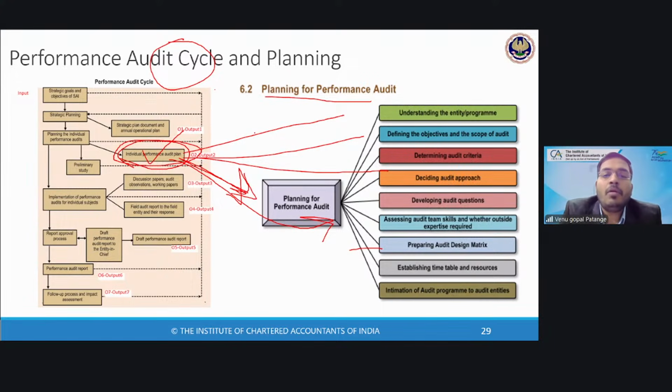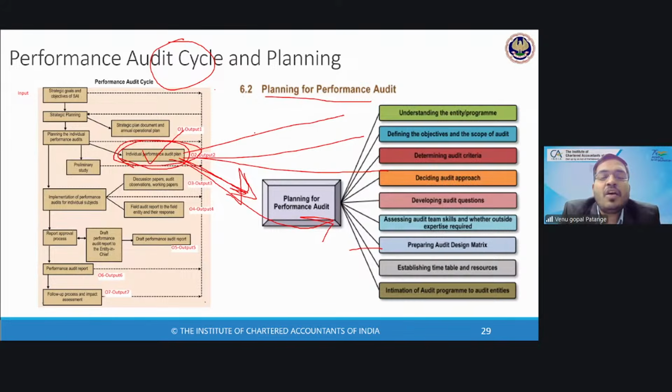So, deciding the audit approach. How do you do the audit approach? You perform it by way of observation or case studies, analysis of results. So you do analysis, you make use of existing data. So you decide the audit approach. Each element was also described in detail. Then you develop questions, a detailed questionnaire. Then team skills and outside expertise needed. We have already discussed the audit design matrix. Then you have the timetable and resources.